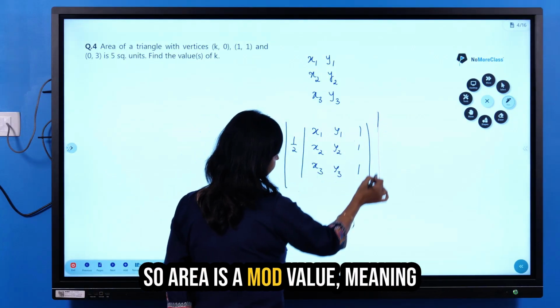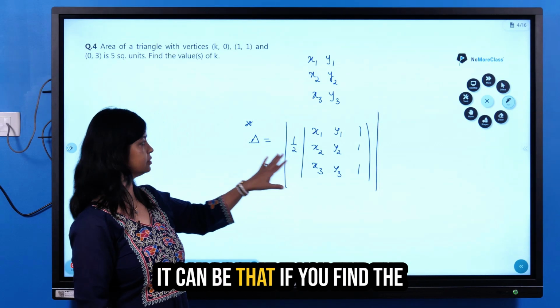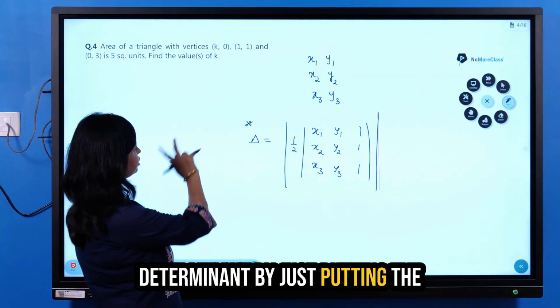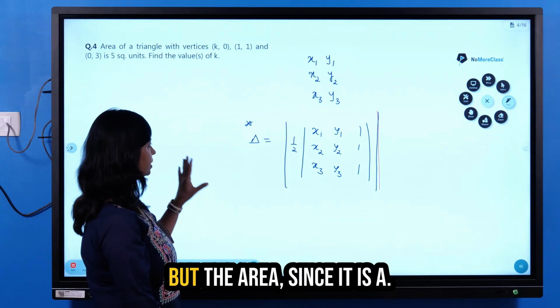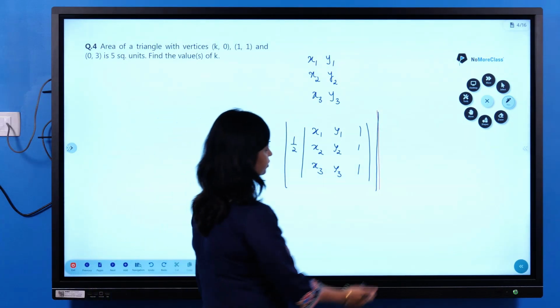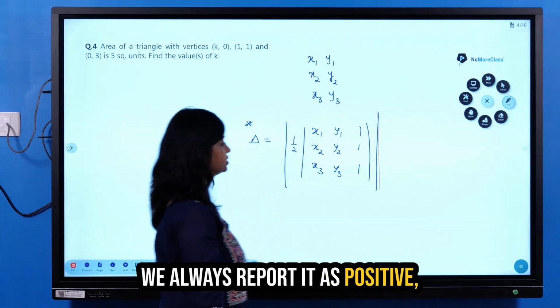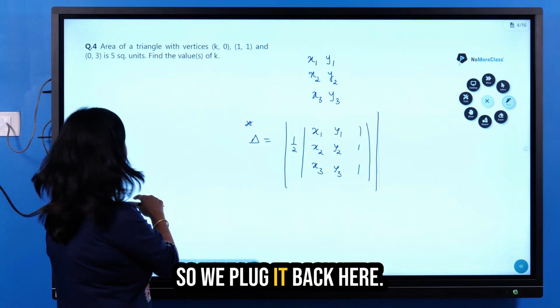So area is a mod value, meaning that if you find the determinant by just putting in the vertices, we can get a negative. But since area is a positive quantity, we always report it as positive. So we plug it back here.